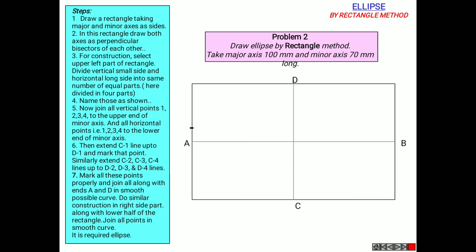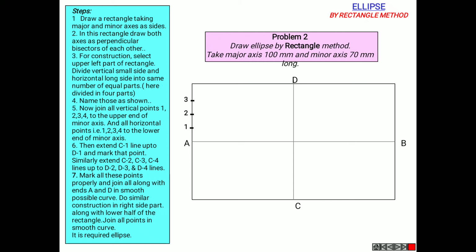For construction, select the upper left part of the rectangle, and divide the vertical small side and the horizontal long side into an equal number of parts. He just said to make it into 4. So totally 1, 2, 3 points, so 4 parts.